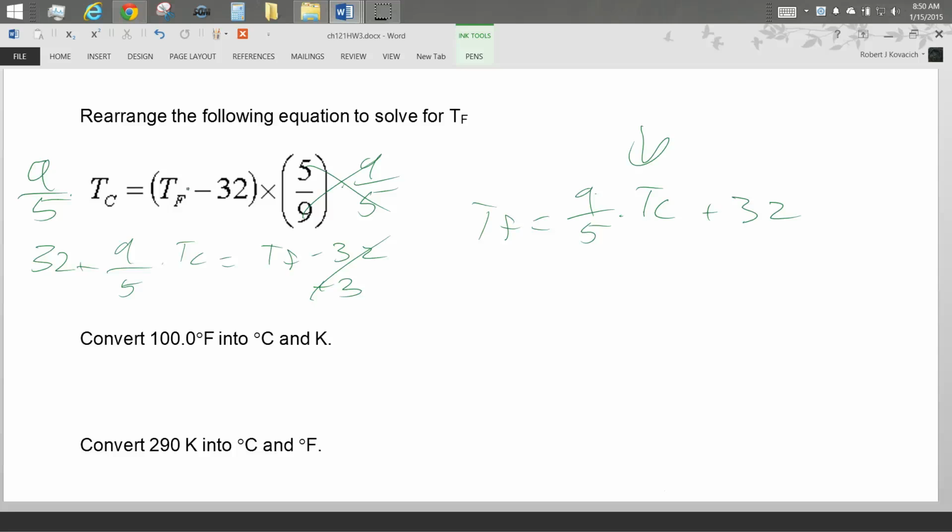And you do have to make sure you put this into the calculator correctly. So let's talk about these parentheses right here. Those are the only parentheses that matter. Why?